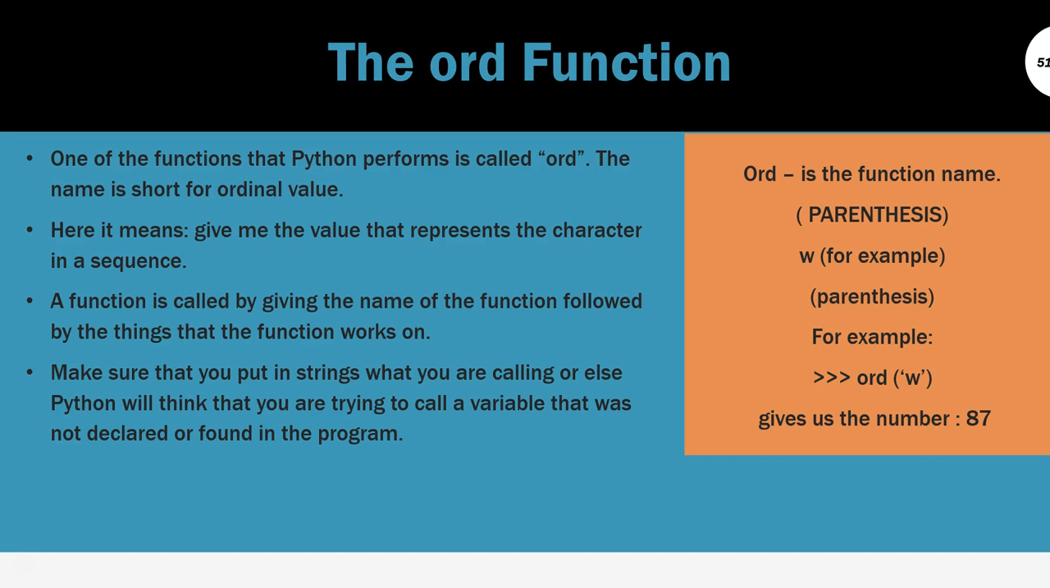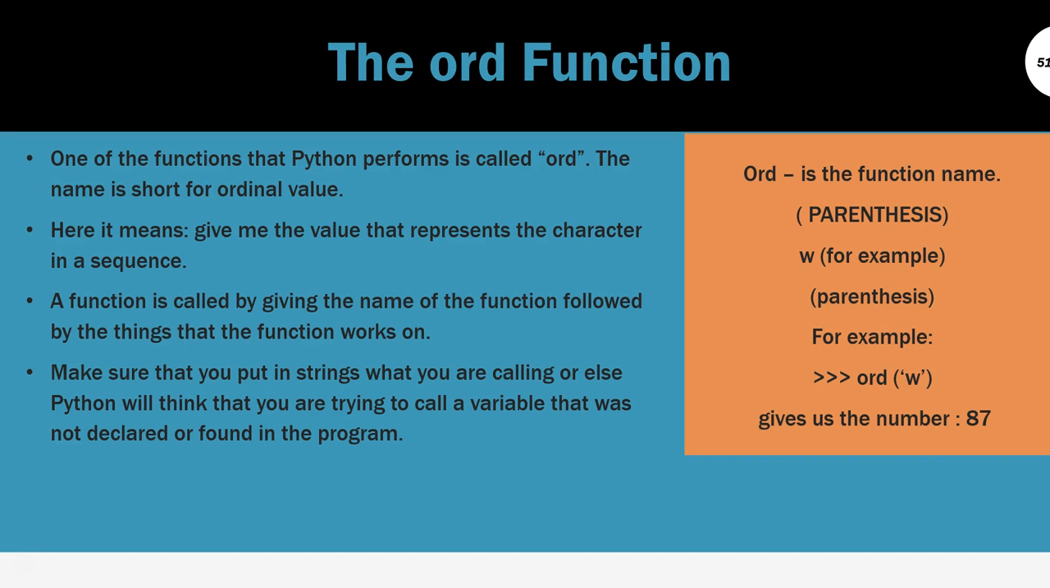Now in the next slides, we're going to learn the ORD function. One of the functions that Python performs is called ORD. The name is short for ordinal value. Here it means, give me the value that represents the character in a sequence. A function is called by giving the name of the function followed by the things that the function works on. We already saw that when we went through the functions print, count, round, or input.